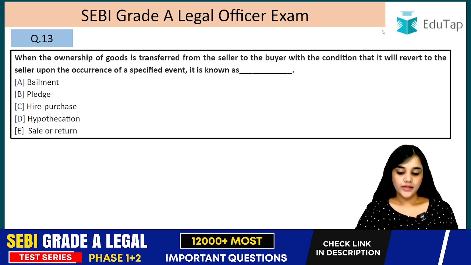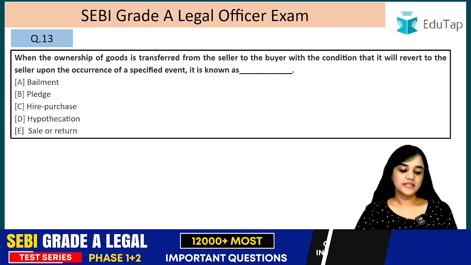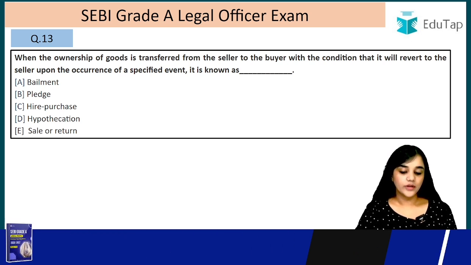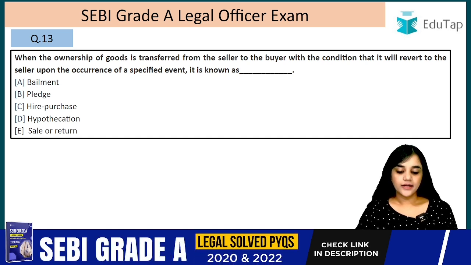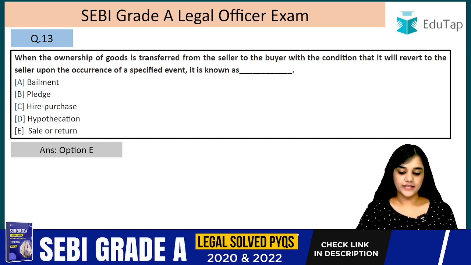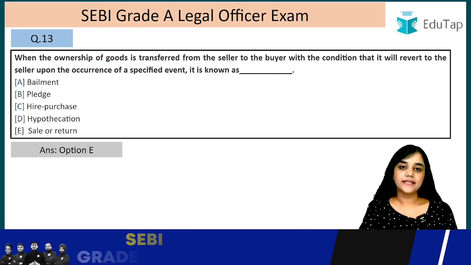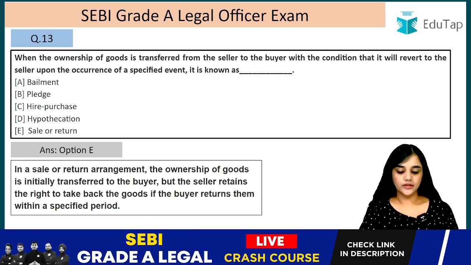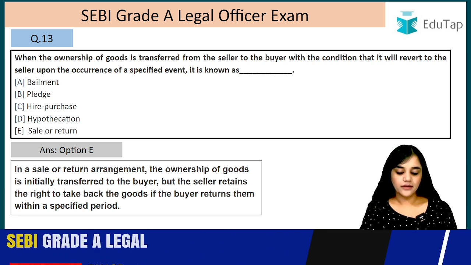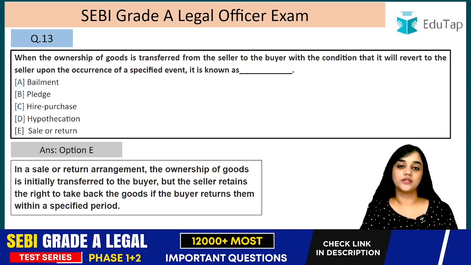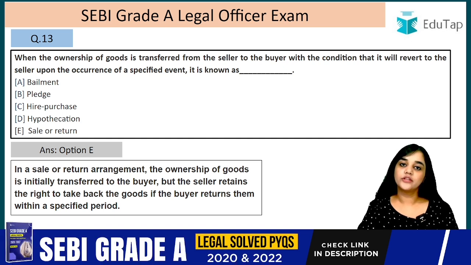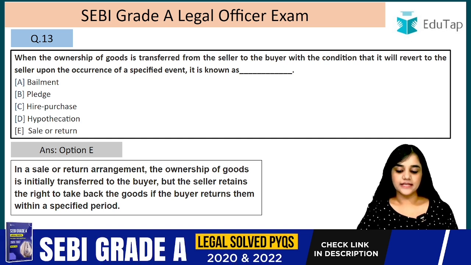Okay, next question. When the ownership of goods is transferred from the seller to the buyer with the condition that it will revert to the seller upon the occurrence of a specified event, it is known as sale or return, right? So in a sale or return arrangement, the ownership of goods is initially transferred to the buyer, but the seller retains the right to take back the goods if the buyer returns them within a specified period. Like for example, whenever you shop online, you always get this option, right? If you do not like the product, you return it, right? So the same is in this case, sale or return.